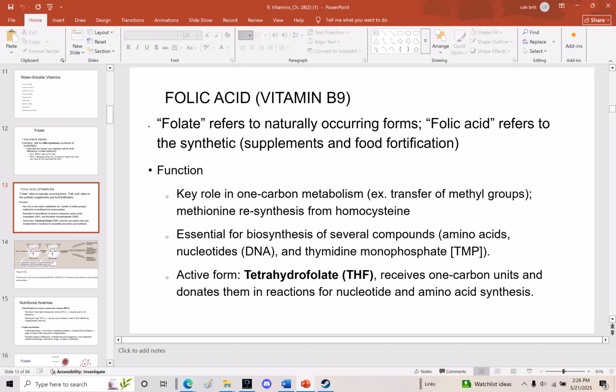So, thiamine is... wait, actually, I'm just confused myself.